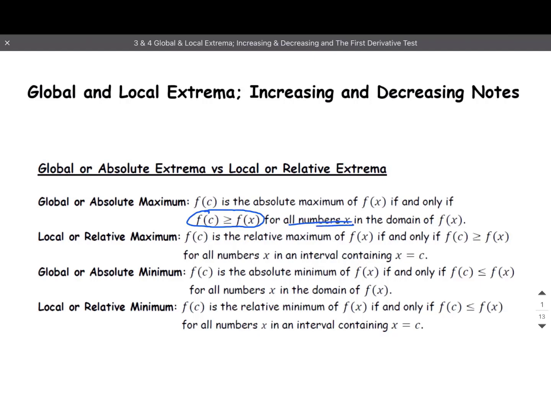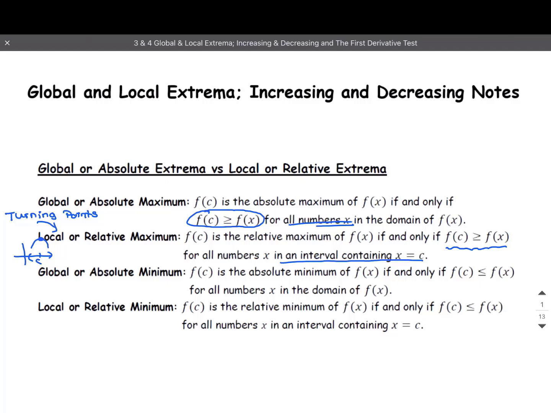It is the absolute highest point anywhere on the graph. Now, a local or relative maximum means that f of c is a relative maximum if and only if f of c is greater than f of x for all numbers of x in an interval around c. That means if we have c here, and we go a little bit this way and a little bit this way, c is going to be the highest point in that small local area. These are usually turning points. The graph is going to go up, get to its local maximum, turn around and come back down.